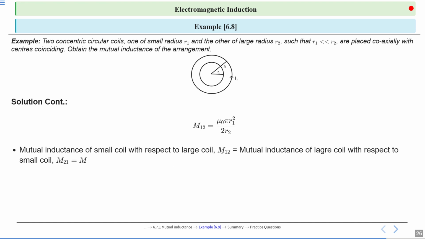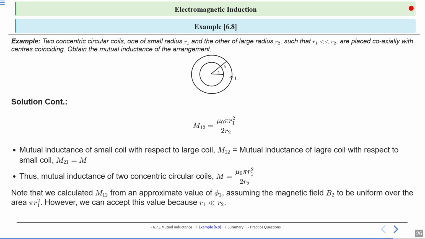Okay, so this M12 is this, M21 is the mutual inductance of the large coil with respect to the small coil, which is equal to M, because both will be the same. As we have discussed in the solenoid case, M12 and M21 are the same. Similarly, in this case also M12 and M21 will be the same, which is denoted as M only, a generalized term. So the mutual inductance of two concentric circular coils, M, will be equal to mu naught pi R1 square upon 2R2.